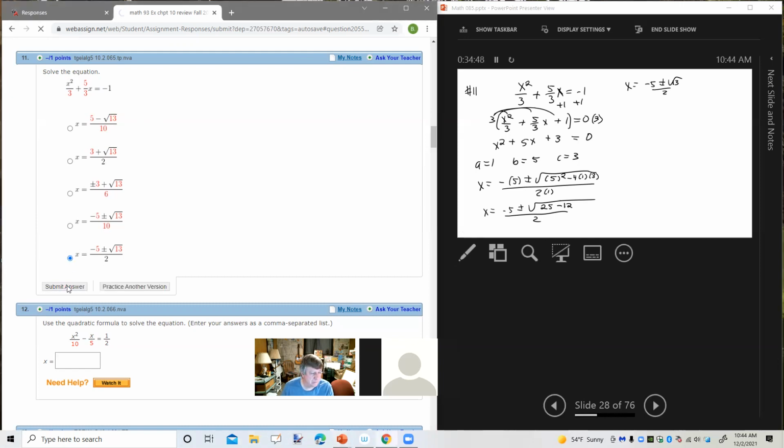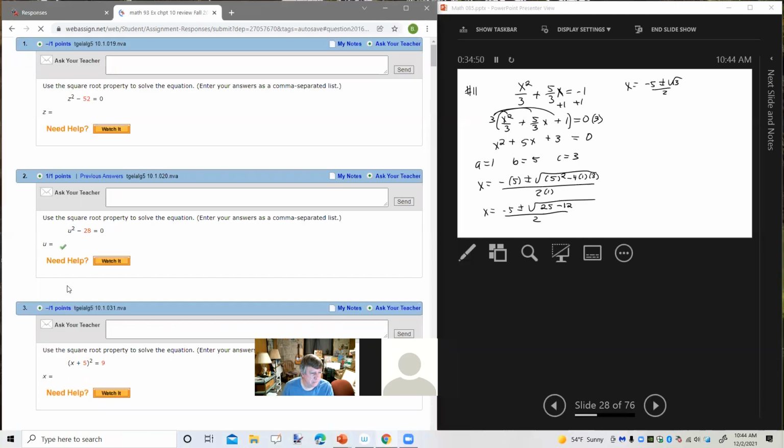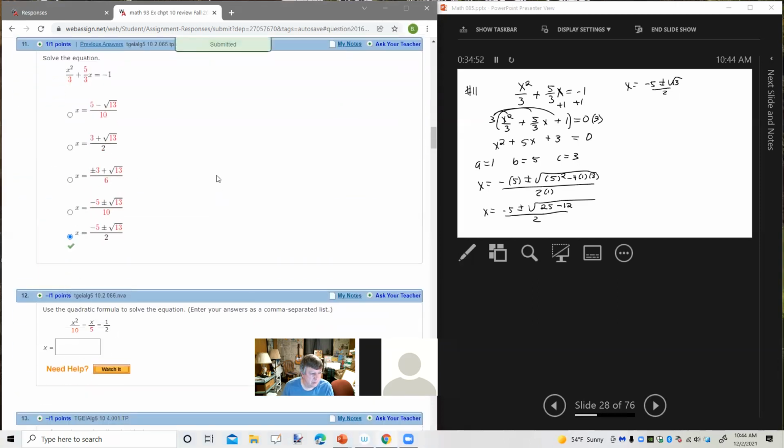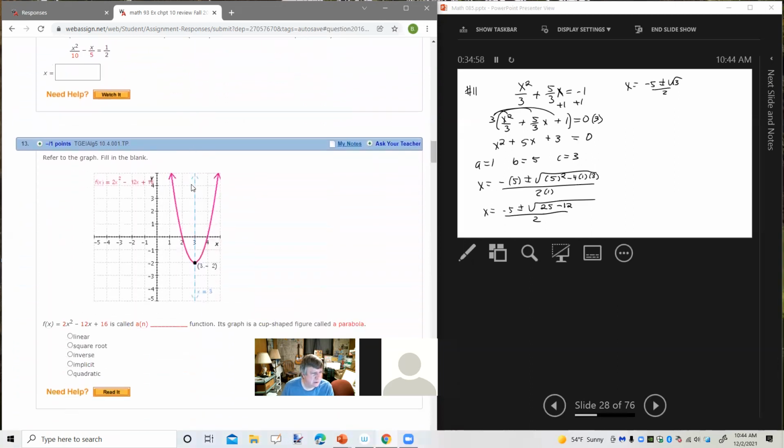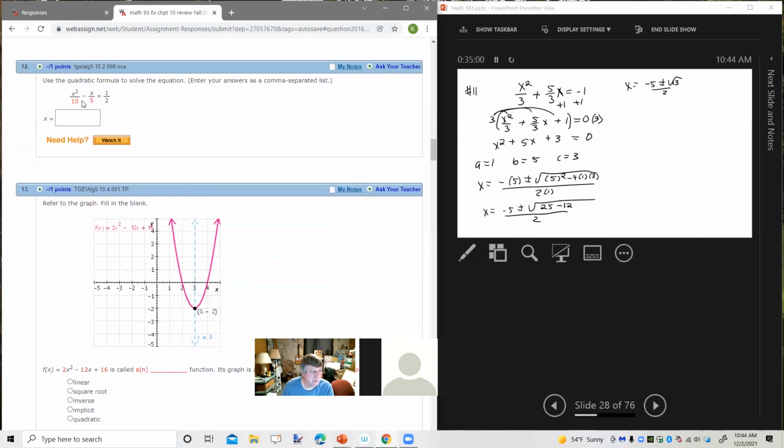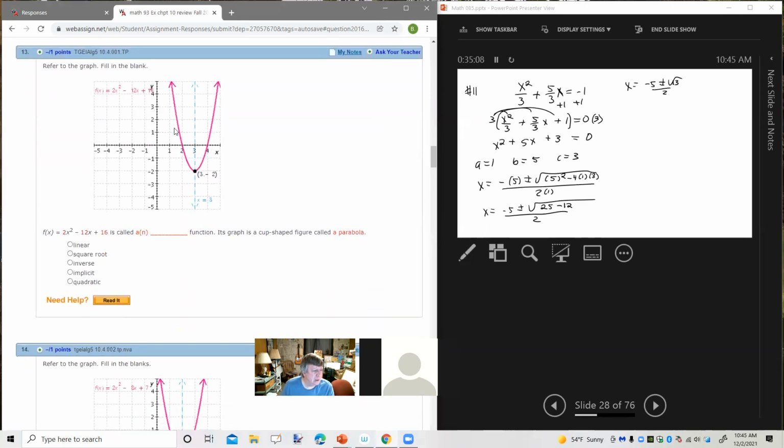All right. And there we go. Okay, let's take a look at this one, number 12. What would we do? We'd multiply both sides by the least common denominator, which is 10. And then it would be just very much like number 11.